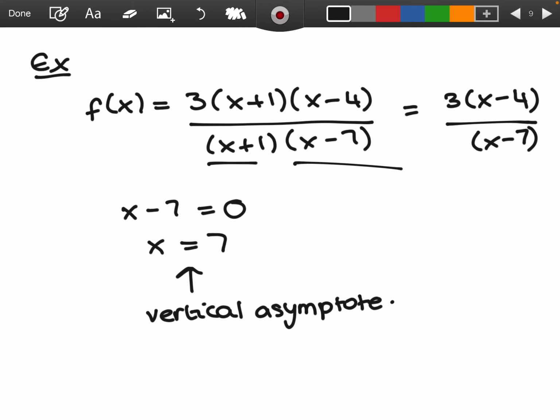And like I said, you may end up with more than one. Okay. If we had another term in our denominator here, so we had a third term, that would mean that I could have another vertical asymptote even after cancelling out. Okay, so just be aware of that.